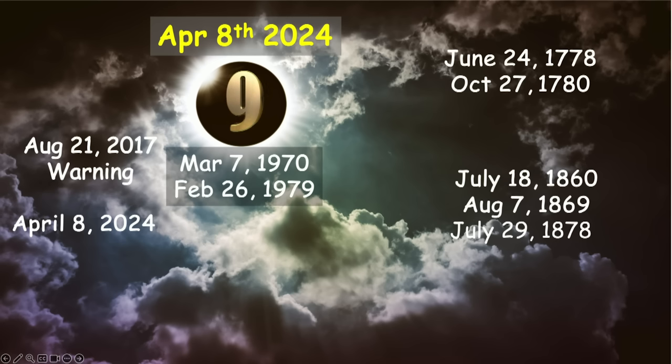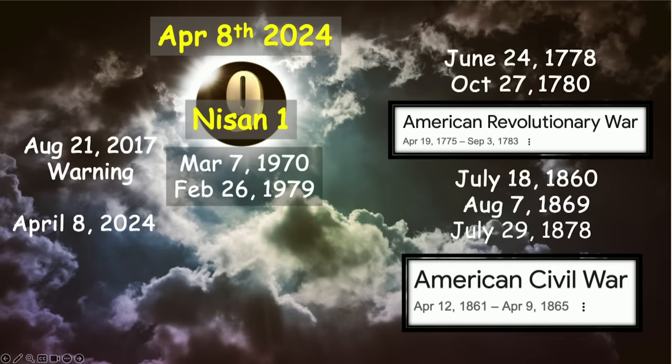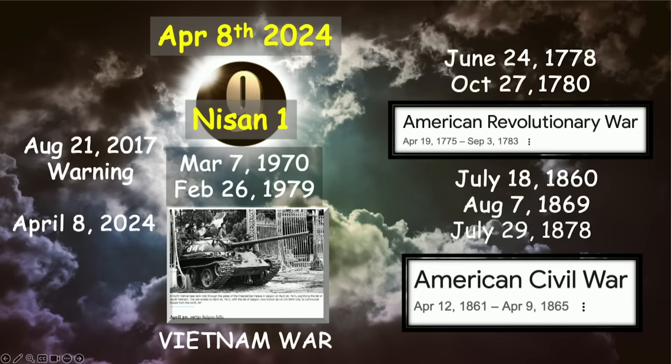Okay, so let's go back and take a look at these. If you look at the top right, June 24, 1778. Oh, first, April 8th of this next year, guess when that falls? Nisan 1, the beginning of the religious calendar. Well, what happened in the 1700s during that time frame? The Revolutionary War. What happened in the 1860s? The Civil War. What happened in the 70s? The Vietnam War. Are you getting a hint?